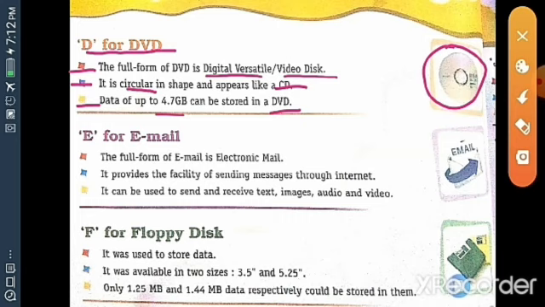Okay, now our next letter is E. E for email. First one, the full form of email is electronic mail. Second thing, it provides the facility of sending messages through the internet. Now third topic, it can be used to send and receive text, images, audio and video.